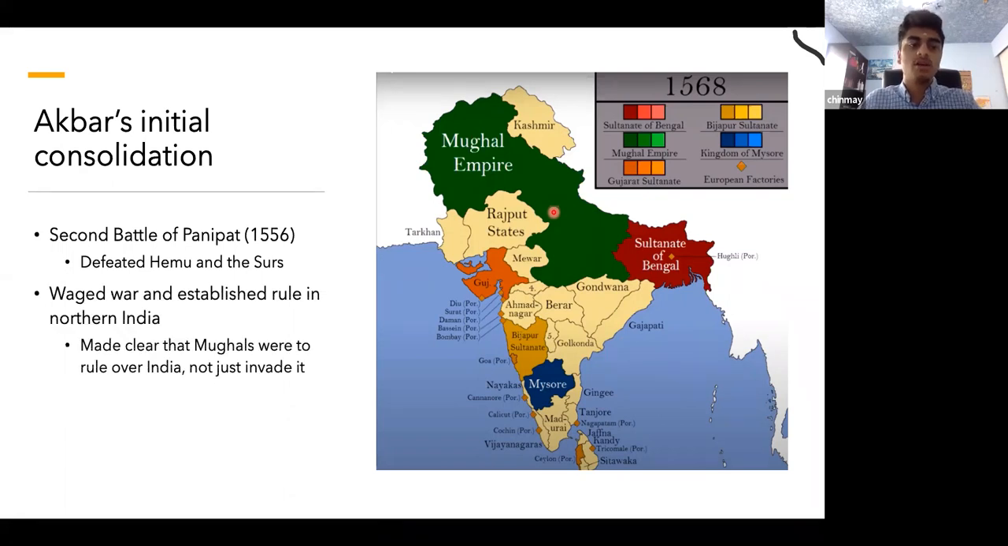And Akbar waged a lot of wars and he established his rule in northern India. And one thing Akbar made clear that was different than the last Turkic invaders is that he didn't want the Mughals to just loot India as well. He wanted to rule over India. So that's why you see during the Mughal Empire rule, if we see India's share of the world GDP, while it fluctuates a bit and it goes down, India does not lose as much of the share of the world economy as it did in the British time.